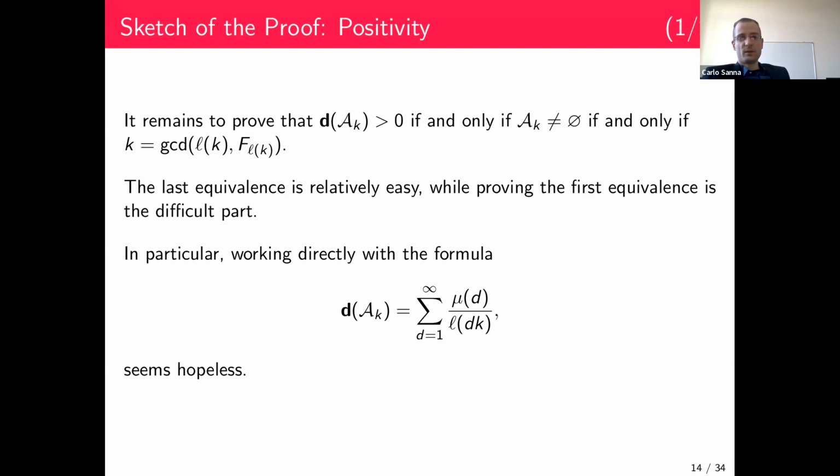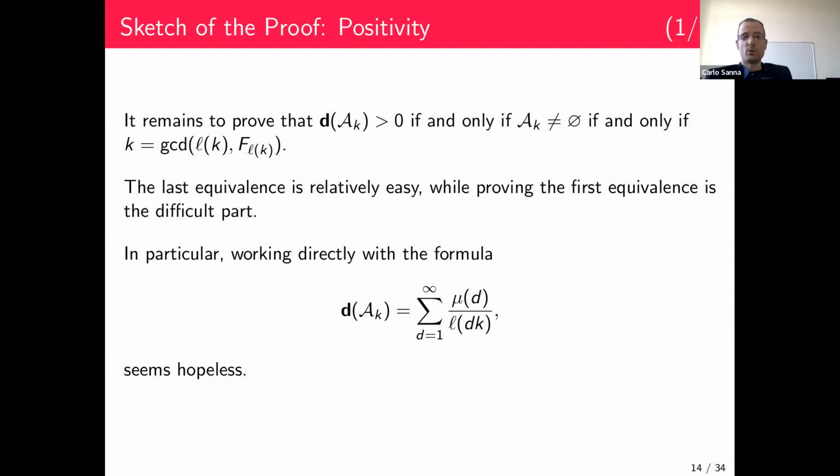In fact, the last equivalence is relatively easy, while the difficult part is the first equivalence. Of course, one direction is obvious. If the fiber is empty, then the natural density is equal to 0. The other direction is less obvious.